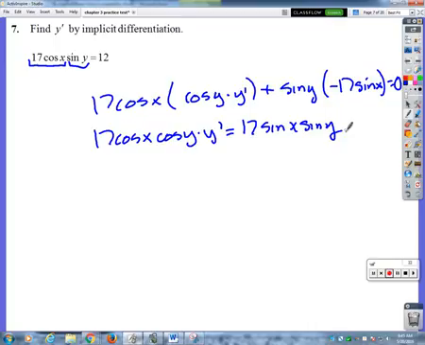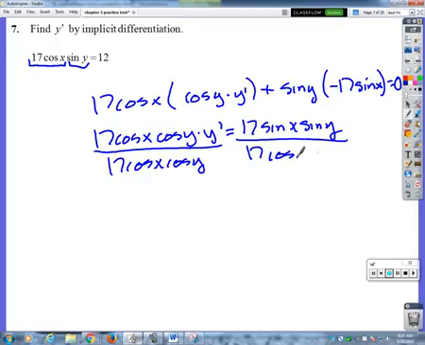So 17 cosine x cosine y times y prime equals 17 sine x sine y. And then, trying to solve for y prime, divide by 17 cosine x cosine y. So cancel, cancel. Y prime equals, this is fun. 17's cancel. Sine of x over cosine of x is tangent of x. Sine of y over cosine of y is tangent of y.